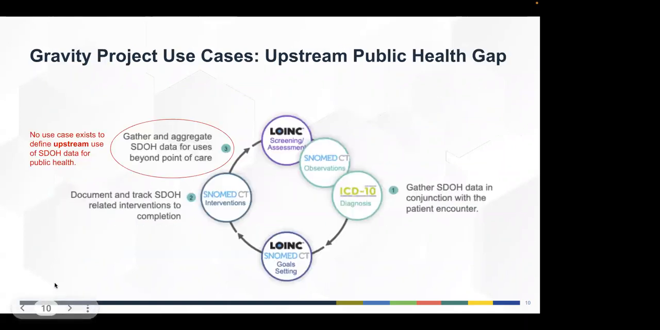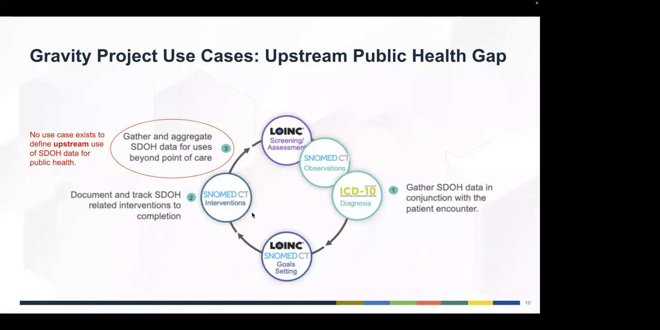And what does that look like? This is just a visual of our 3 primary Gravity use cases. When we talk about data elements and their respective coded terminologies, data elements are defined based on activity. So this just shows our LOINC for screening question answer pair, SNOMED for observations, ICD-10 for diagnosis. LOINC and SNOMED define the goals tied to person-centered planning. And then lastly, SNOMED codes the interventions.